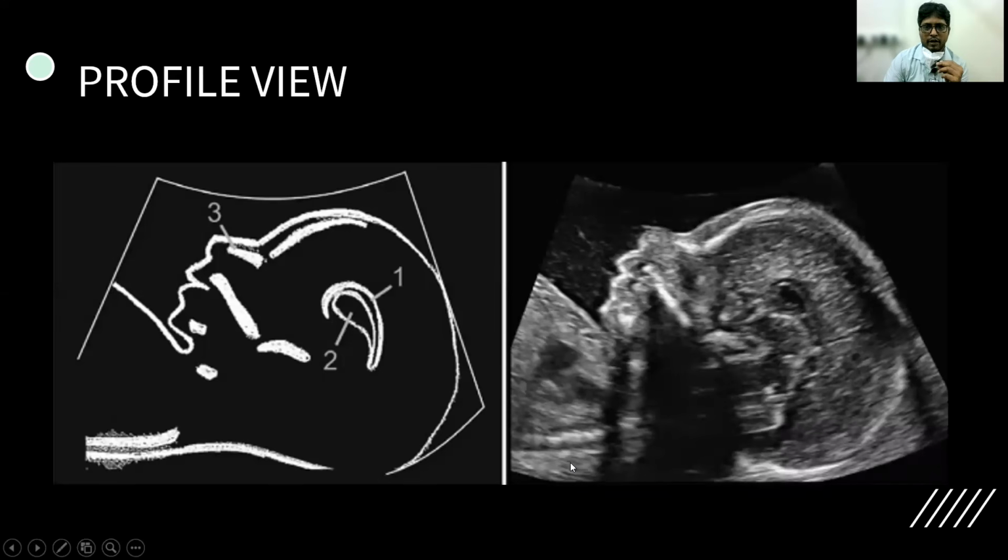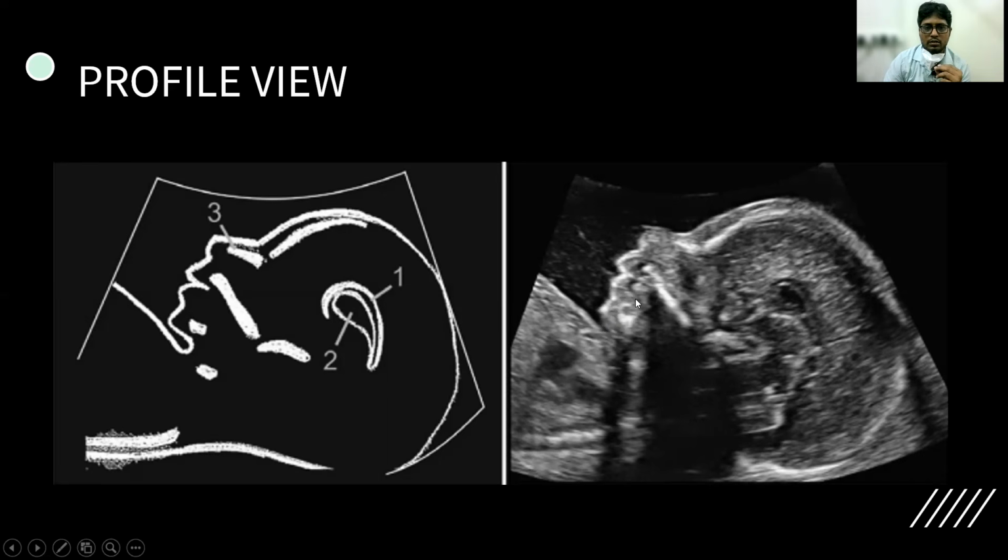So this is the profile view. We can see this is the head. You can see the nose, the palate, the lips, and the chin. This view is very important. It tells us about any abnormality in the nasal bone, the orientation of the nasal bone and the nose. It gives us an idea about the lips. It gives us an idea about the chin, whether there is any micrognathism or macrognathism.